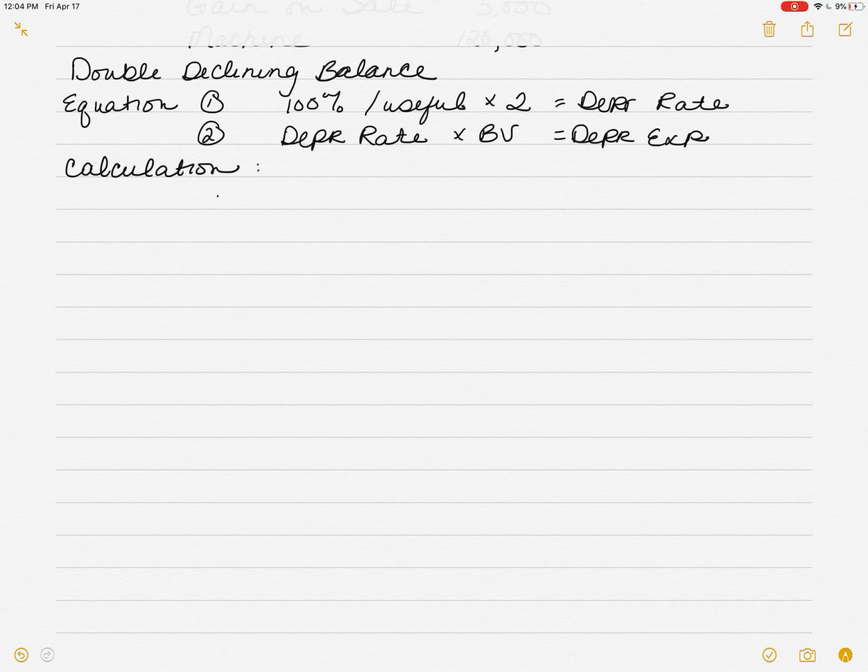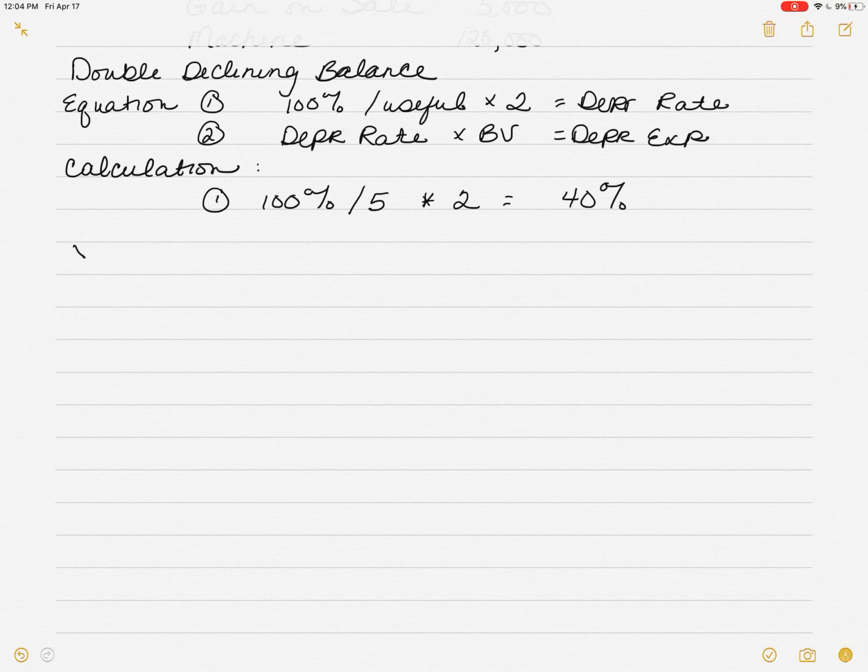We're going to figure out what is our depreciation rate. We're going to take that 100%, divide it by my useful life, which is 5 years, and multiply all that by 2, which gives me a depreciation rate of 40%.